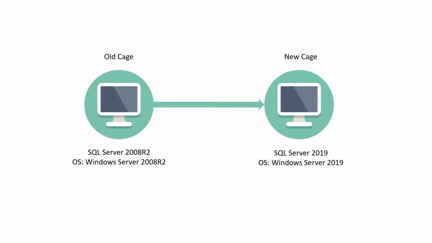Today I'm going to show you how to migrate SSRS packets from SQL Server Reporting Services from the old case to the new case. Our old case is SQL Server 2008 R2, and we want to move those report servers to our new case, which is SQL Server 2019. How can you do that?